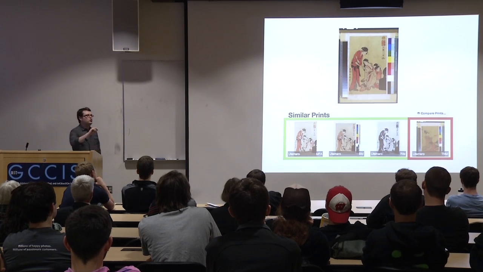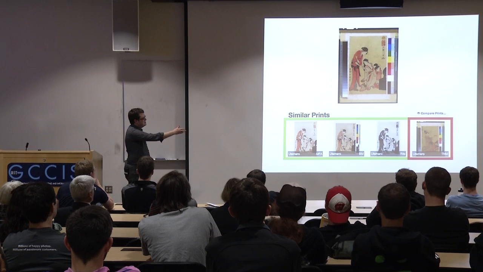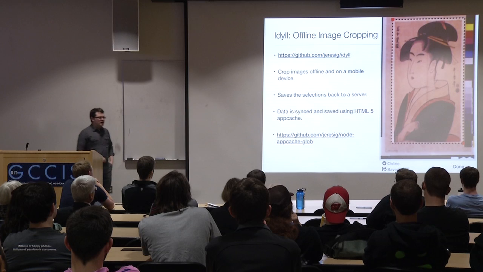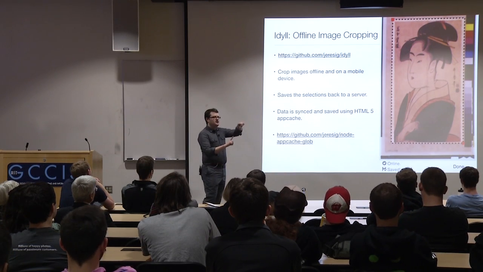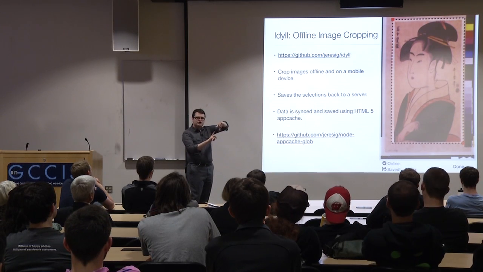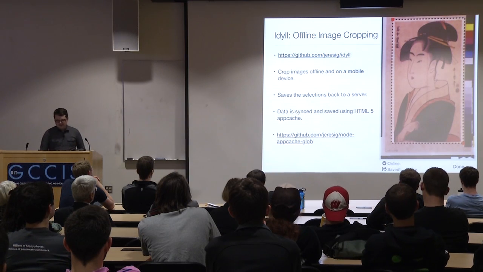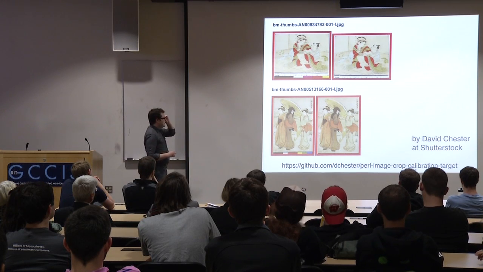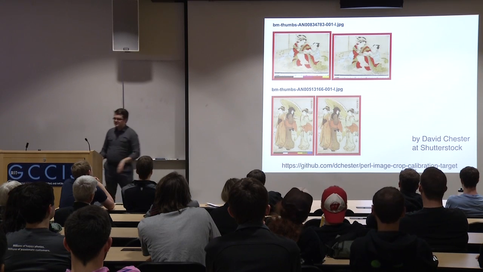This is one bit of trickiness with this particular technology, because it's recognizing that these color bars are significant when in fact they're not. And so I ended up building a tool to go through and start to crop these images. I built a little mobile tool where you can draw little selections around the images, crop out the details, and you end up with nicely trimmed looking prints. I've also been working with David Chester. He works at Shutterstock in New York, and we're starting to develop some automated solutions to automatically crop out color bars and details like this.